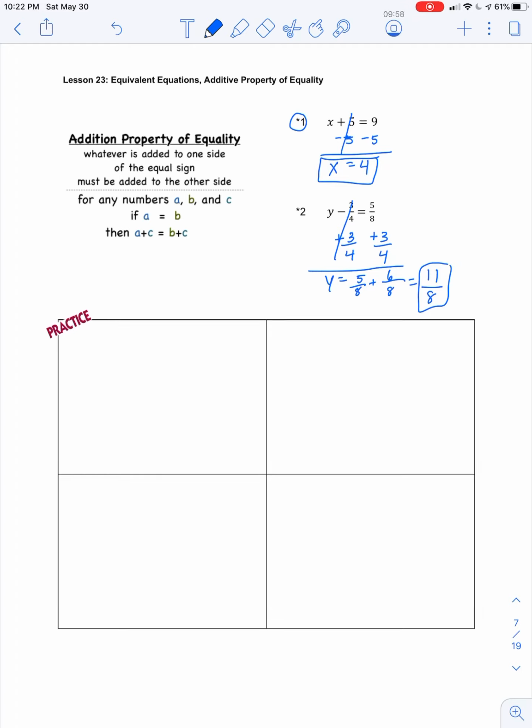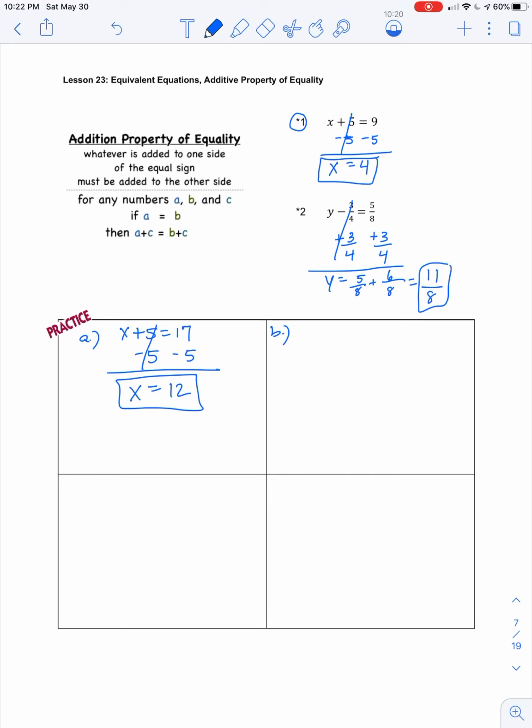Okay, now the practice problems, you're going to find those on Page 101, there are 4 of them. The first one is x plus 5 equals 17. So we'll go ahead and figure out what this answer is. We have x equals 12.